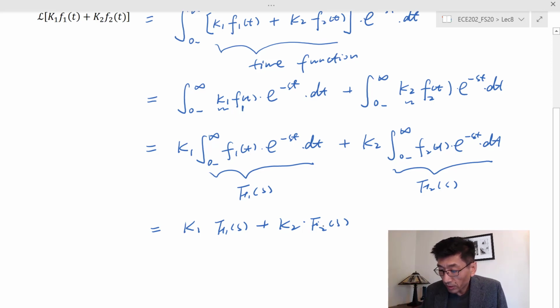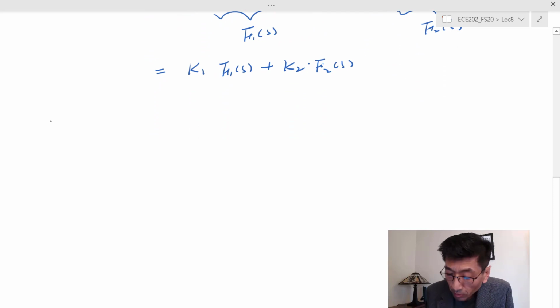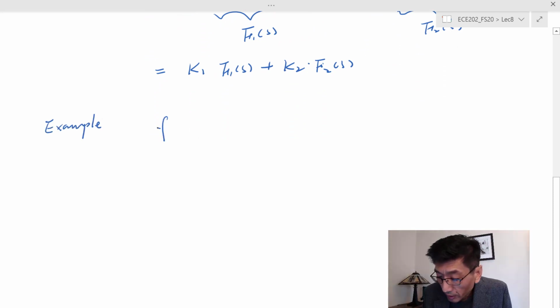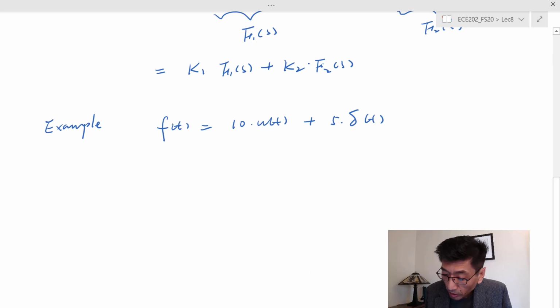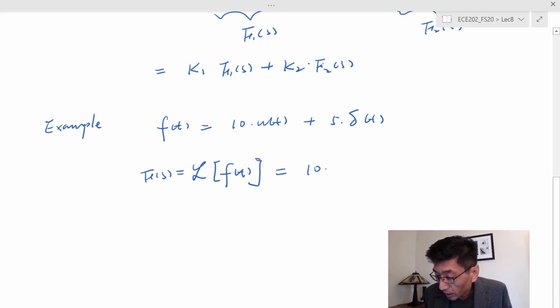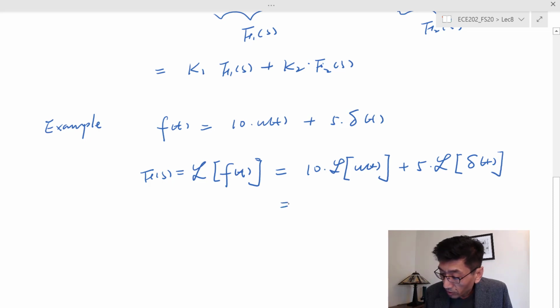This is a very simple linearity property. Let's see an example. So far we only know the Laplace transform of the unit step function and the unit impulse. So let's say we have the function f(t) equals 10 times u(t) plus 5 times delta(t). The Laplace transform F(s) is the Laplace transform of f(t), which equals 10 times the Laplace transform of u(t) plus 5 times the Laplace transform of delta(t). We know the Laplace transform of u(t) is 1 over s, so we get 10 over s, plus the Laplace transform of delta(t), which is 1, so plus 5. This is a very simple example utilizing the linearity property.